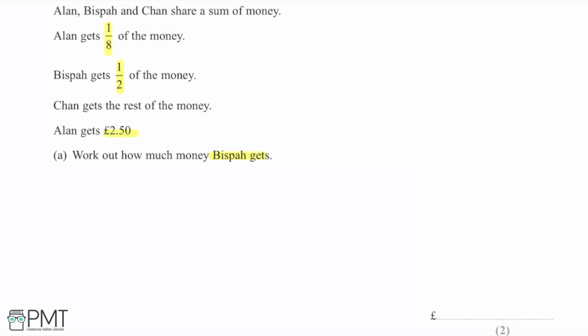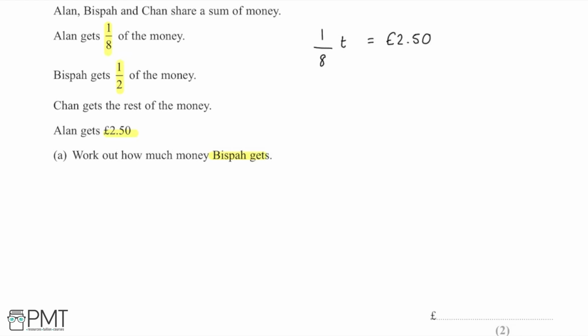So at the start of the question, we're told that Alan gets 1/8 of the total shares of the money, and we're also told that Alan gets £2.50. So we know that 1/8 of the total must be equal to £2.50. So if I were to model the total as some variable called t, I could say 1/8 multiplied by t, so 1/8 t, 1/8 of the total, is going to be equal to this £2.50, which is what Alan gets.